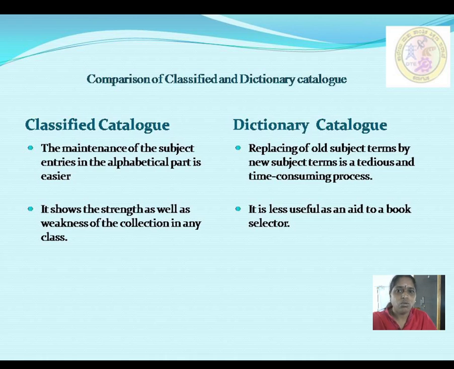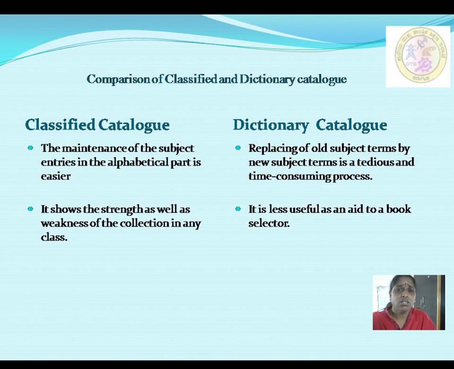Okay, now the librarian can take a decision whether they have to put their funds to purchase the books on biology or they have to purchase the book on library science. Okay, if it is necessary, they have to see to that also.